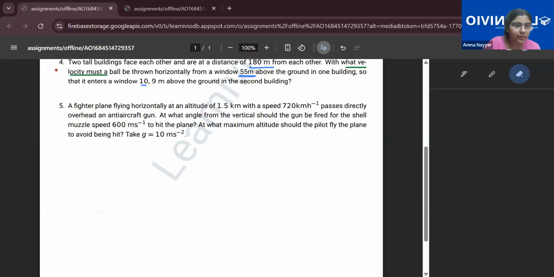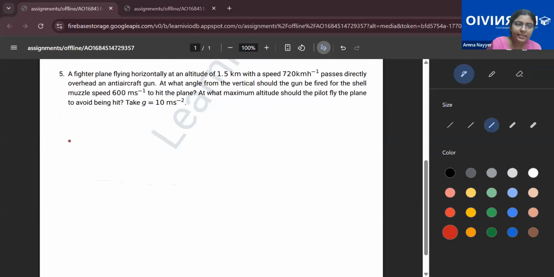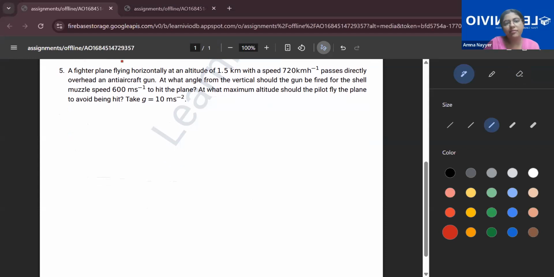All right, coming to the next question. It says that a fighter plane flying horizontally at an altitude of 1.5 kilometer with a speed of 720 kilometer per hour passes directly overhead an anti-aircraft gun. At what angle from the vertical should the gun be fired for the shell with a muzzle speed of 600 meter per second to hit the plane?